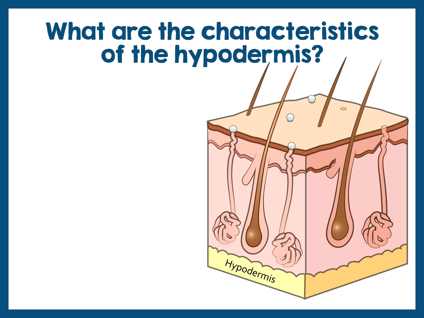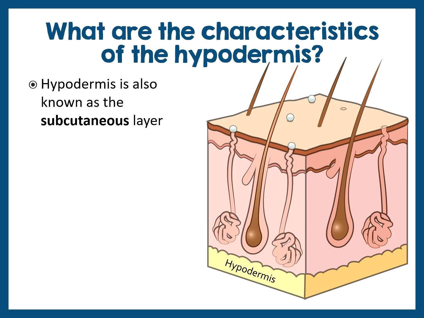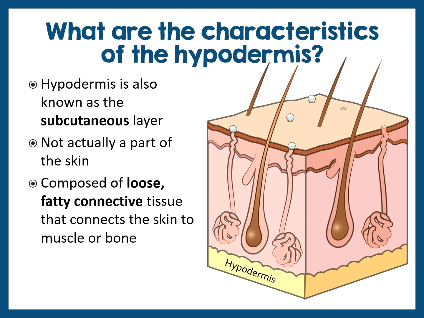The hypodermis is also called the subcutaneous layer. Sub means below, cutaneous refers to the skin. It is a layer directly below the dermis and it serves to connect the skin to the underlying fascia or fibrous tissue of the bones and muscles. It is not strictly a part of the skin, although the border between the hypodermis and the dermis can be difficult to distinguish.